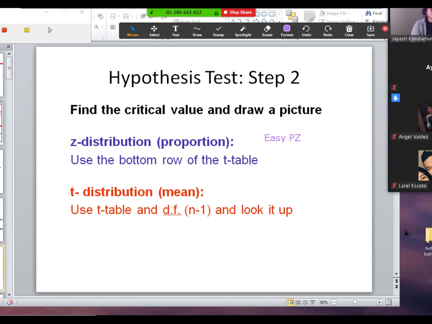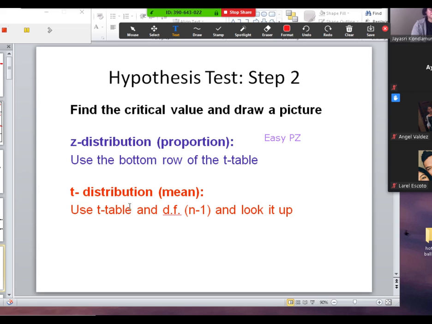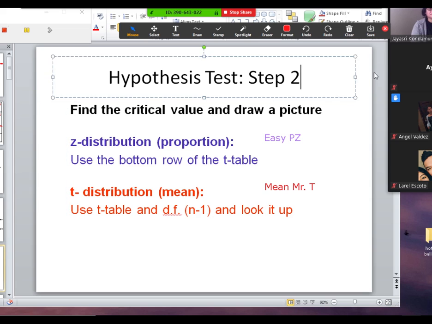Okay, and then for the t-distribution, you use that when you have a mean, because remember, mean, Mr. T, that just helps you remember this. Then you use your t-table and degrees of freedom n minus 1.